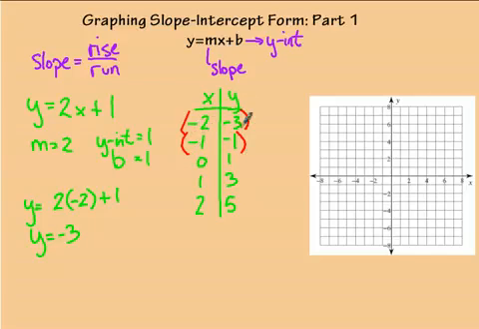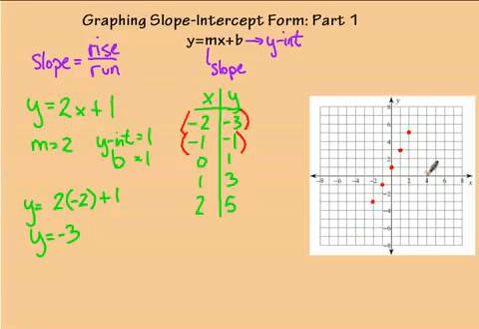So -2, -3, you'll go to the left 2, and down 3. For -1, -1, go to the left 1, and down 1. 0, 1, over 0, up 1, and over 1, up 3. You can kind of see these are taking the shape of a straight line. Over 2 and up 5. You can see these all fall into a straight line.